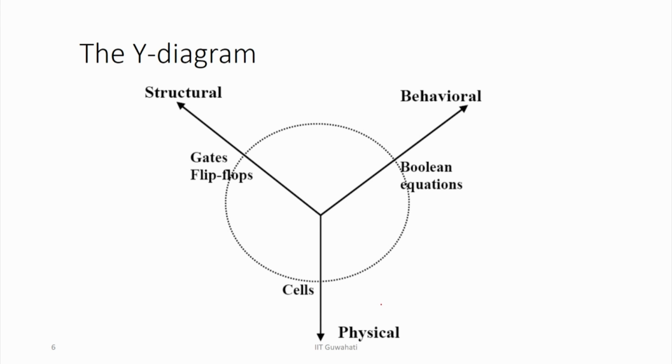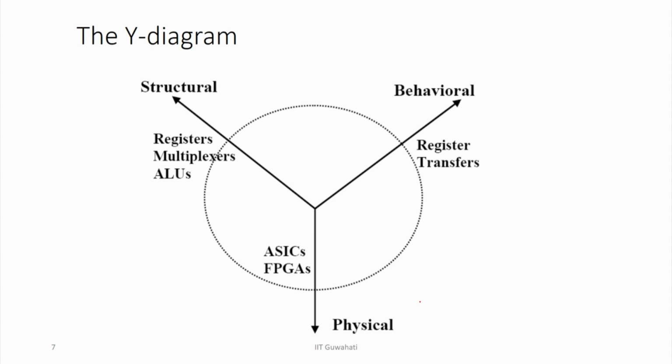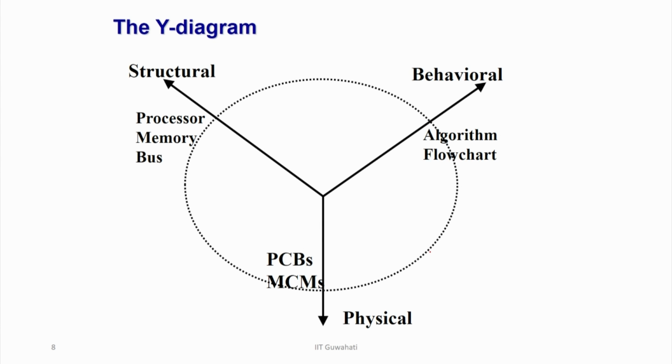We have gates and flip flops in the structure level, and the gate level circuits can be represented as Boolean equations, and physically we have the standard cells of the cell libraries. If you go one level up, in the structure level we have registers, multiplexers, ALUs, behaviorally register transfer level designs or RTL designs, and physically either we go for ASIC or FPGA. If you go to a more abstract level, in structure we have processor and memory bus, in behavioral level we have algorithms, flowcharts and C code, and physically we have PCB or MCM. This is how the whole VLSI flow stands, and we try to start designing directly from the algorithmic level. That is the overall objective.